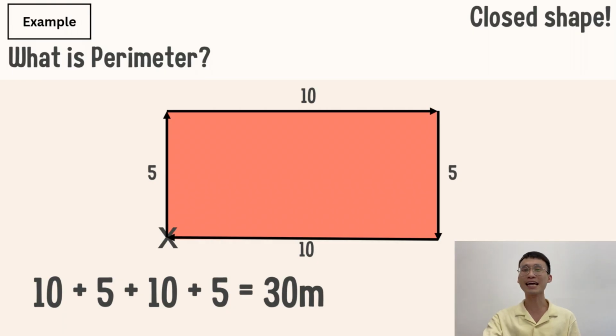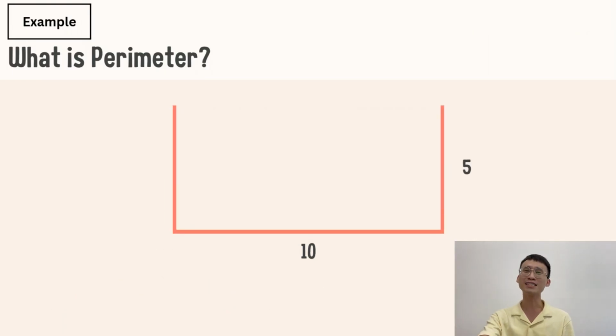How about for this second example? What is the perimeter? Again, the perimeter is the outline of a closed shape. So, can you find out this shape's outline? You can pause the video again and then draw it out using your hands.